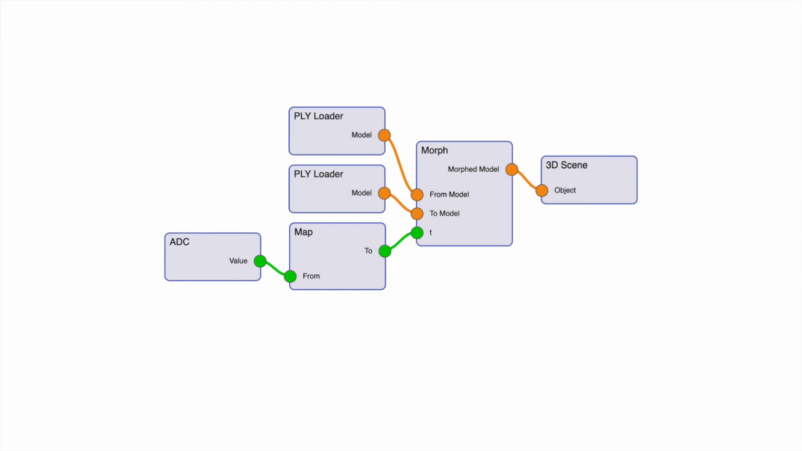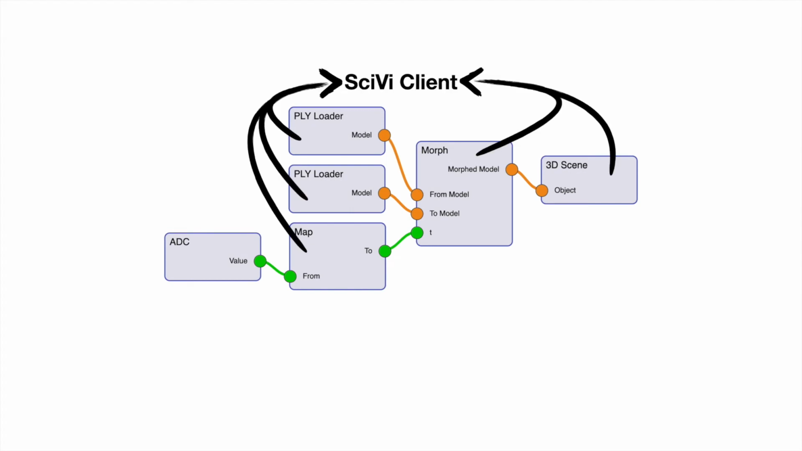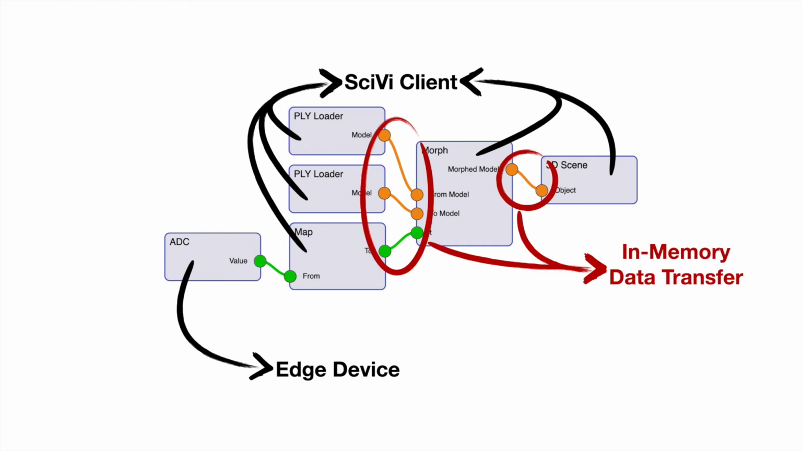Let's see how it works internally. This is our data flow diagram. These operators are dedicated to the SciVi client, and this one is dedicated to the edge device. So these links denote in-memory data transfer, and this one requires data marshalling.